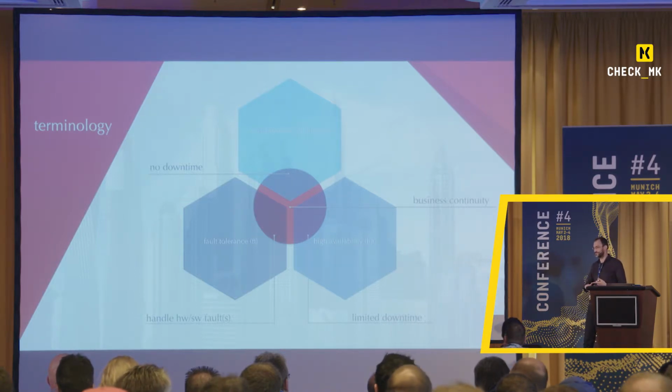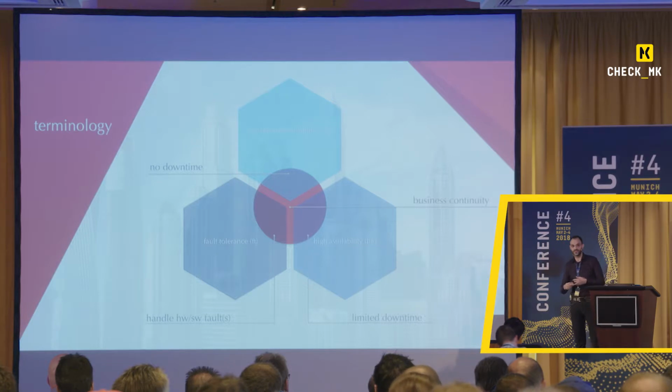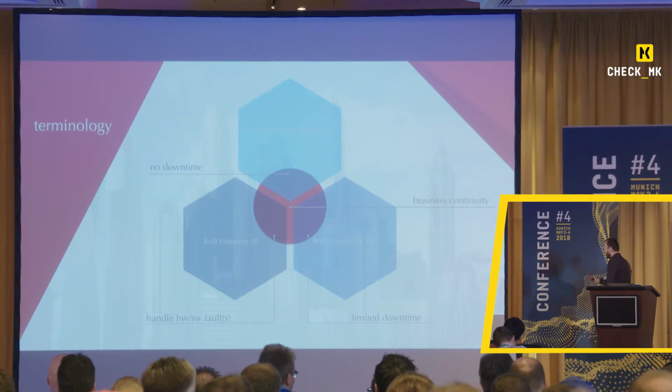Life support systems from doctors, those are continuously available. Some aerospace technology is continuously available. Stuff running in nuclear power plants, those are continuously available. And we want those systems to be built that way. What we're going to talk about is high availability.